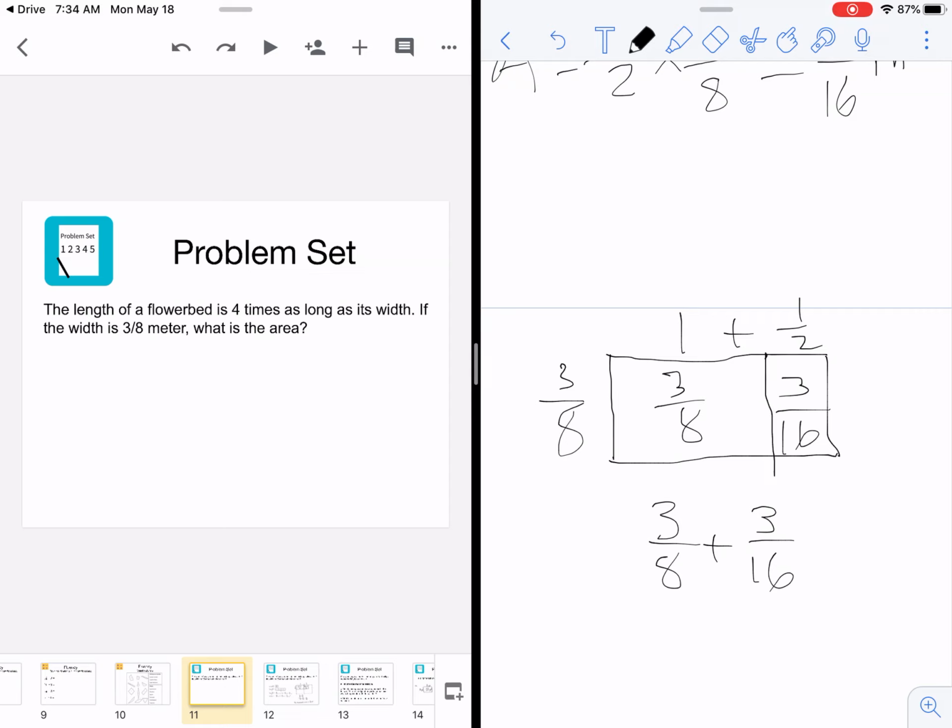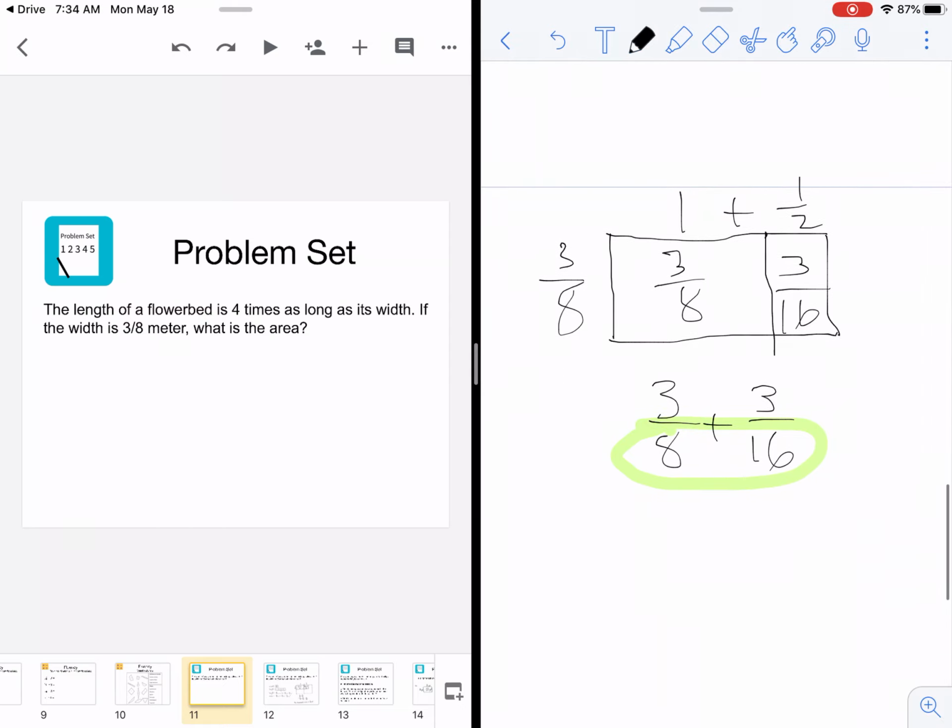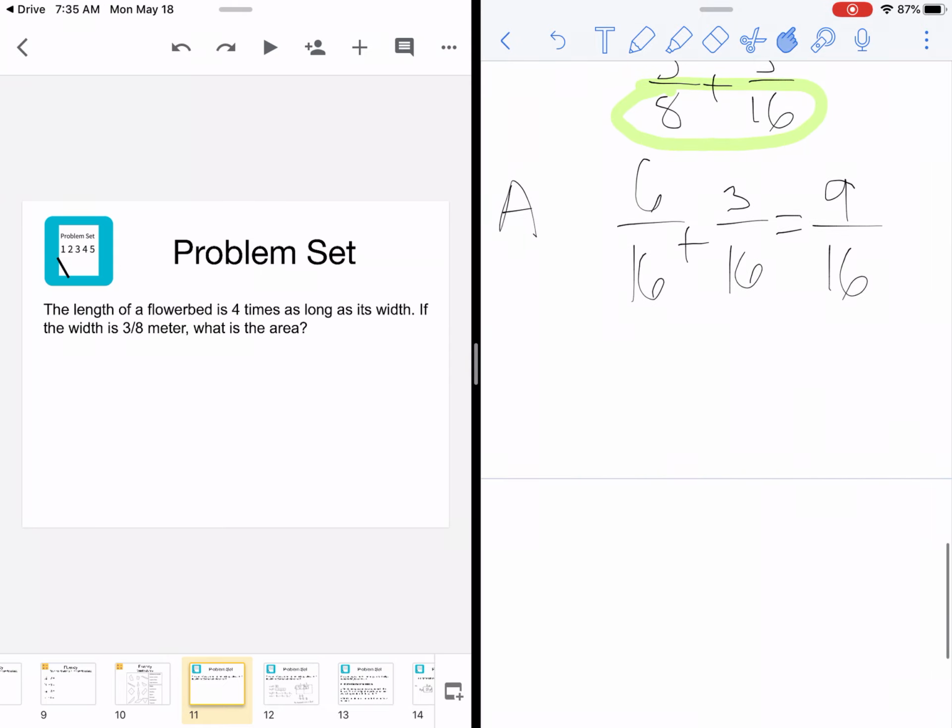and we can't do this because why can't we add these together, everybody? Yeah, because the denominators aren't the same. So we have to turn 3/8 into 16ths. 8 times 2 is 16. 3 times 2 is 6. So we get 6/16 plus 3/16, which gives us 9/16 as our area. We are not done because we didn't write our statement.